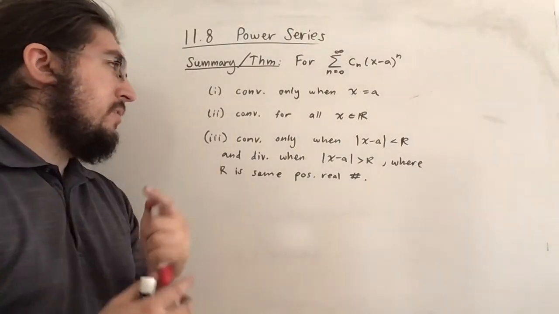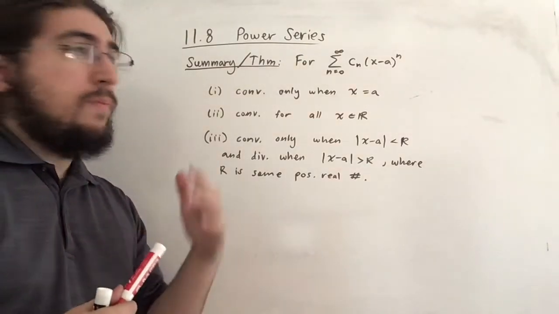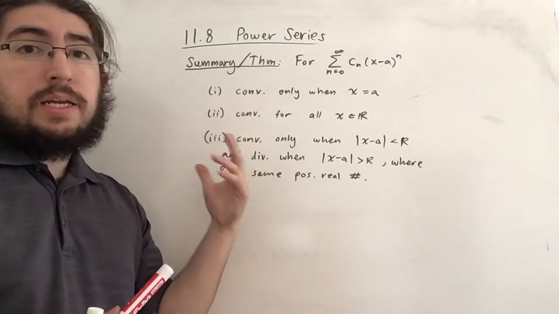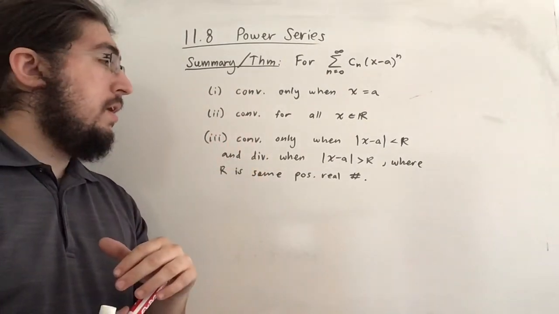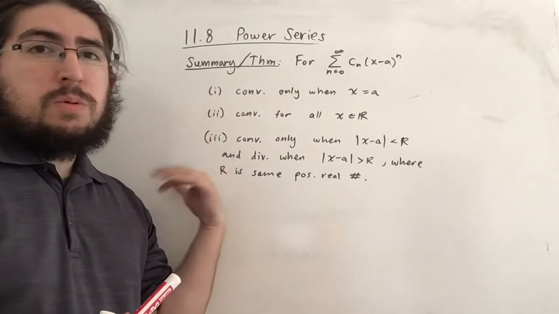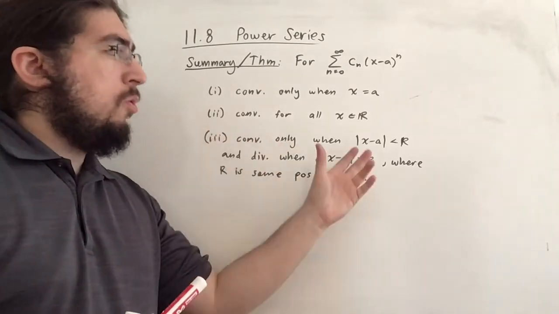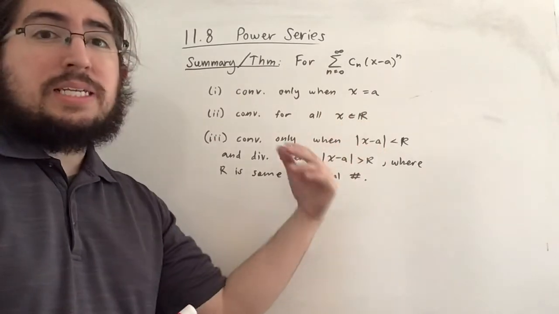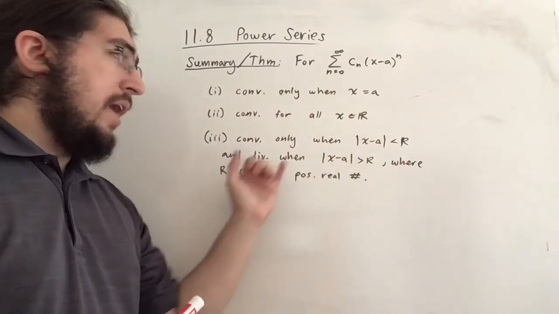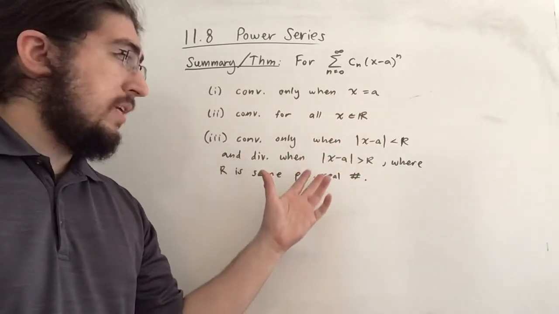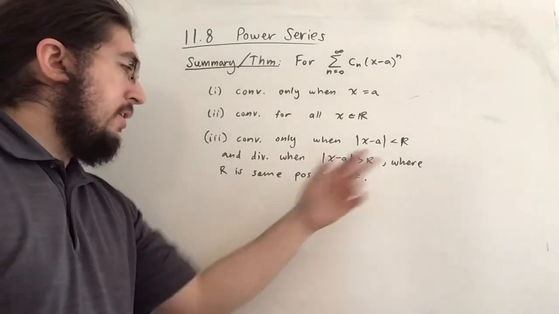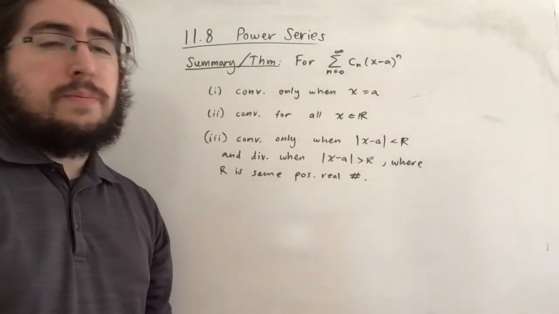The second case here is it converges for all values of x, so no matter what x is, it converges. Good. And the third case, which is the more general scenario, converges only when x minus a in absolute value is less than some number r, and diverges otherwise, when the absolute value of x minus a is greater than r. And here I say r is some positive real number.